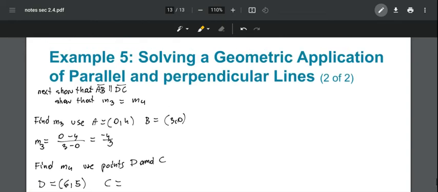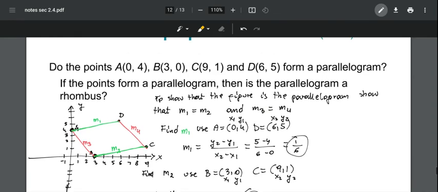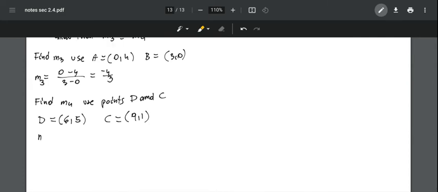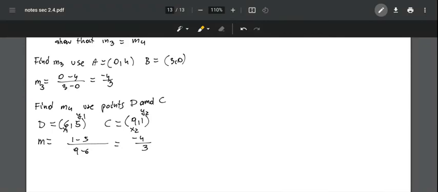And point C has coordinates 9, 1. And we're going to find the slope between those 2 points. So M is equal to y2 minus y1 over x2 minus x1. So we have 1 minus 5 divided by 9 minus 6. And we end up with negative 4 over 3. So look what happened. M3 and M4 are equal. So M3 is the same as M4.